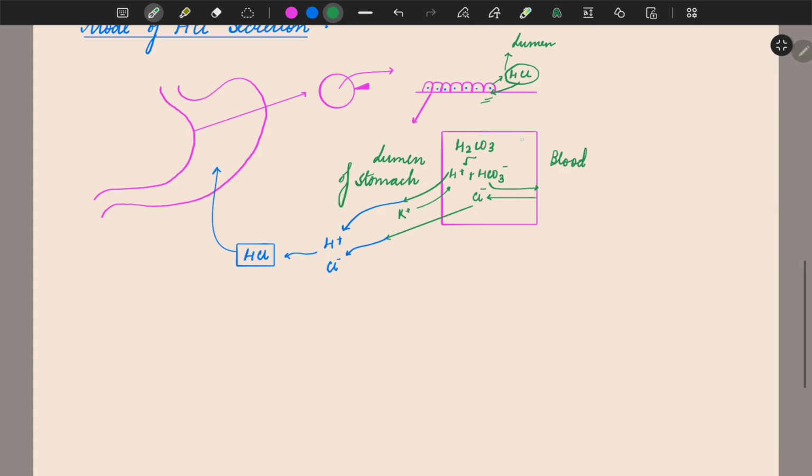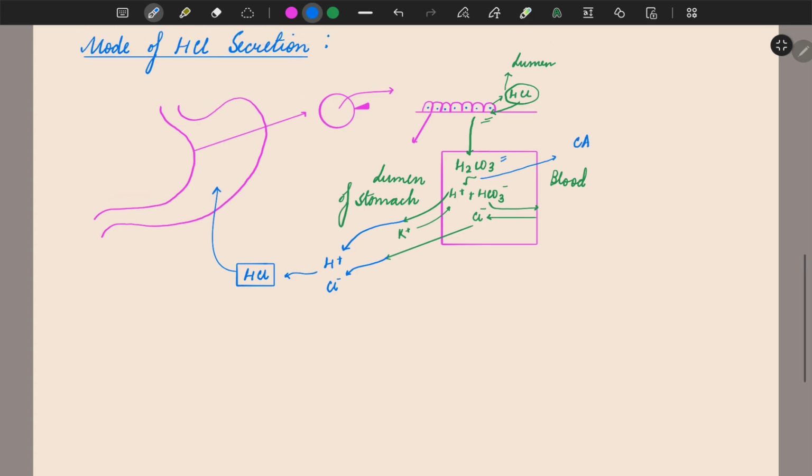Inside the cell, I have magnified the cell. Inside the cell we have carbonic acid, which is H2CO3, formed from CO2 combining with water. It gets dissociated by the enzyme carbonic anhydrase, CA for short, into H+ and HCO3-, which is bicarbonate.